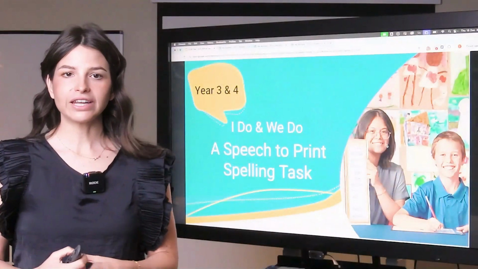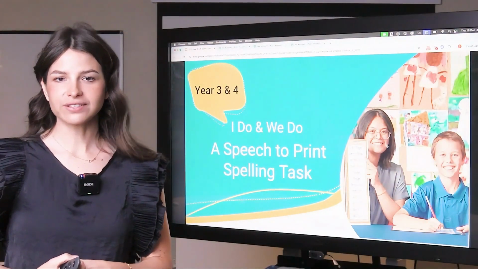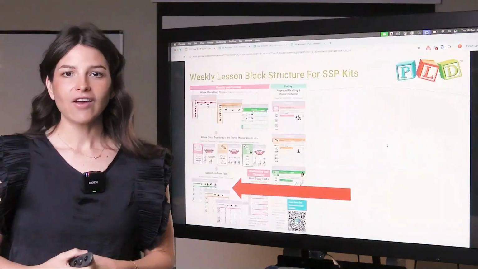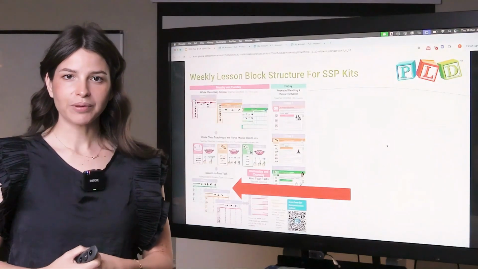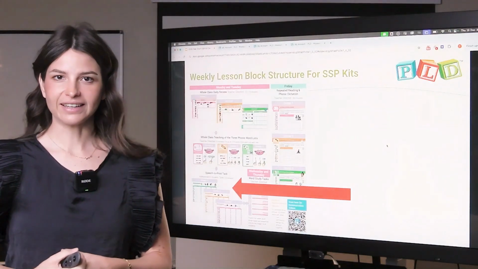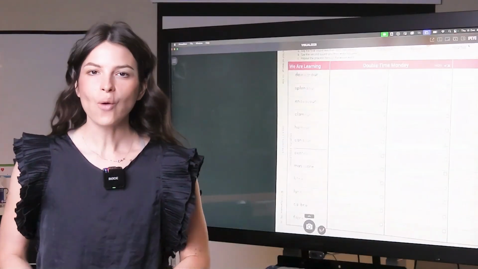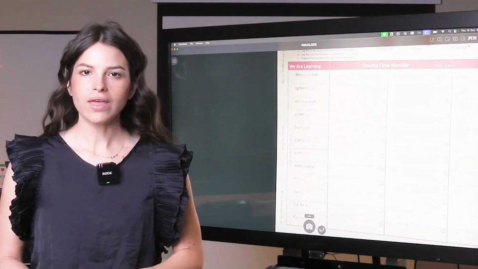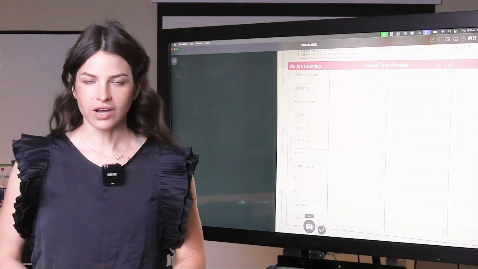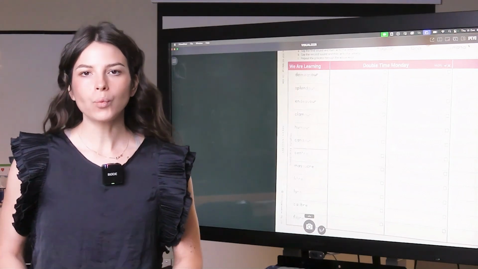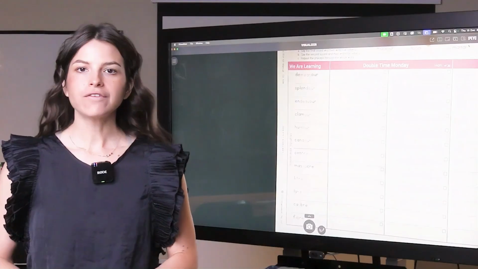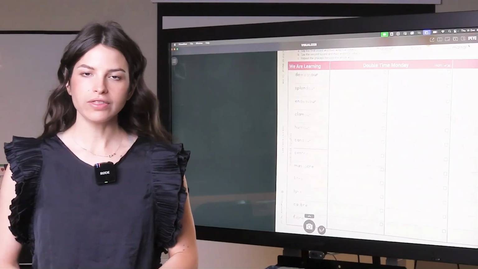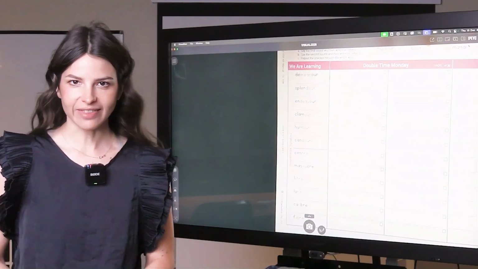The last part of the Monday-Tuesday lesson is to apply what we've just learned in a speech-to-print task. Here I will model 1 word from each group before students complete the task independently. On Monday and Tuesday, we conclude our day with a speech-to-print task. We're always going to model 1 word from each word list, before students complete 10 minutes worth independently. So let's start that now.